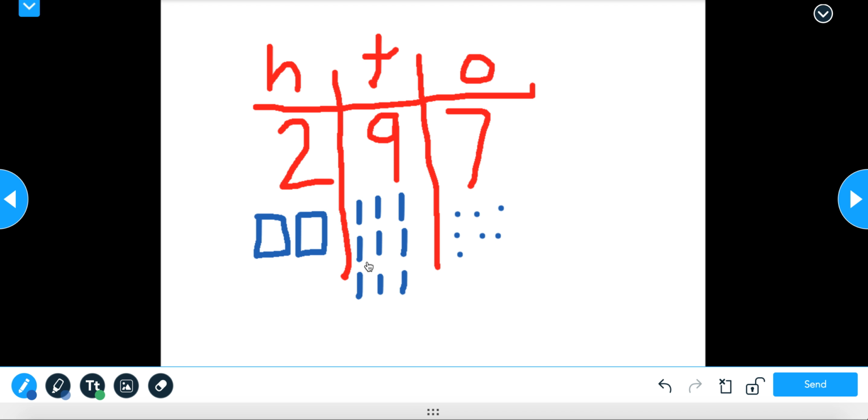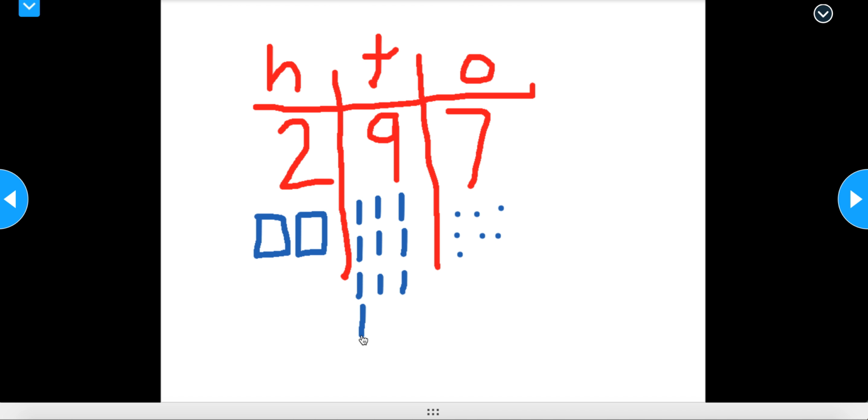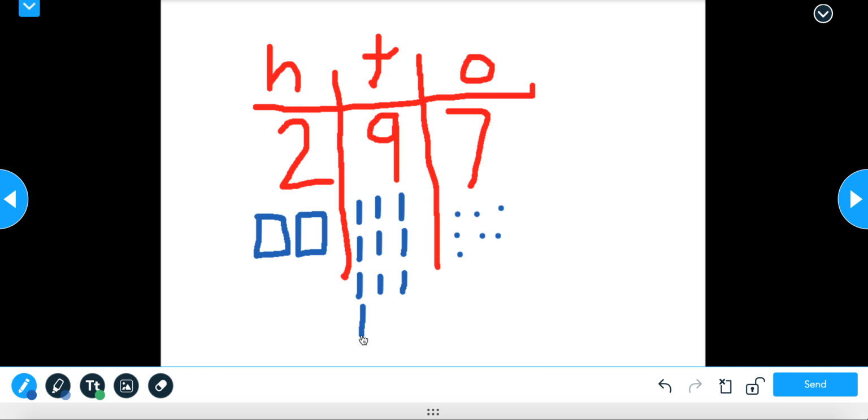Now, if I add a 10 stick, I have 10. And that cannot happen. So what I need to do is I need to regroup. So let's go ahead and add a 10 stick. But when I do that, once again, there are 10 sticks.